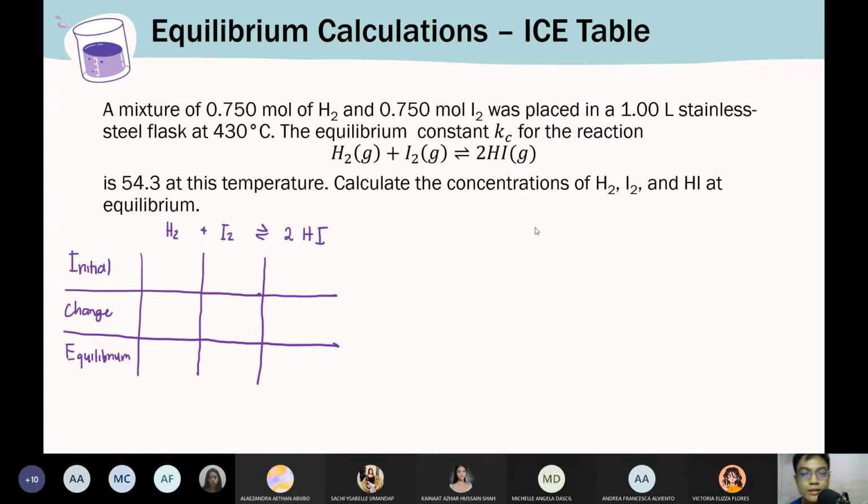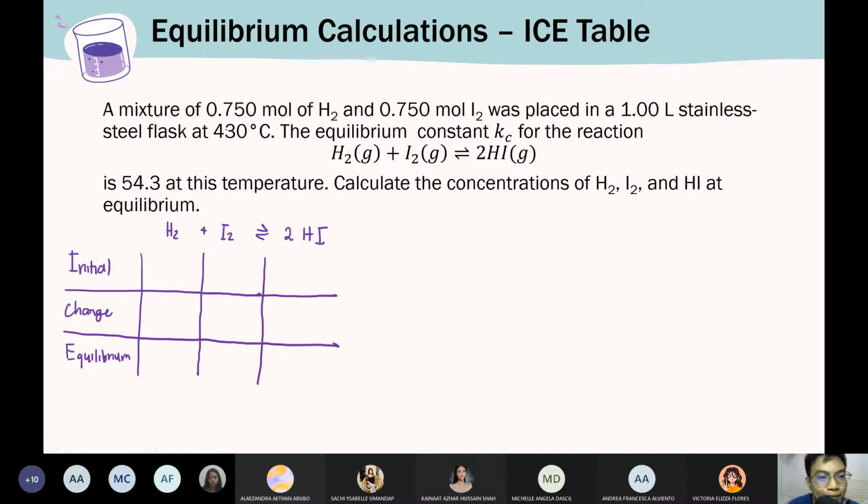So, let me show you how you should write the ICE table. Okay? Be careful. Bakit? Kasi, look, moles yung given. Yung nakalagay dapat sa ICE table ay concentration. Pero buti na lang, yung volume ng solution natin, 1 liter lang. So, still, molarity na yan. Pero just again, be careful lang, ha?